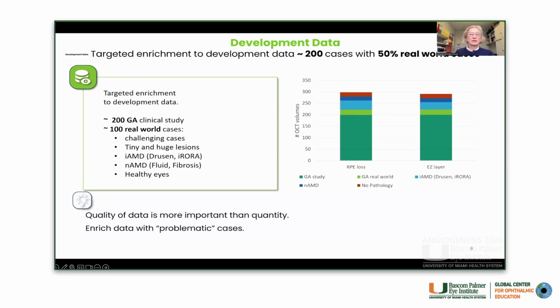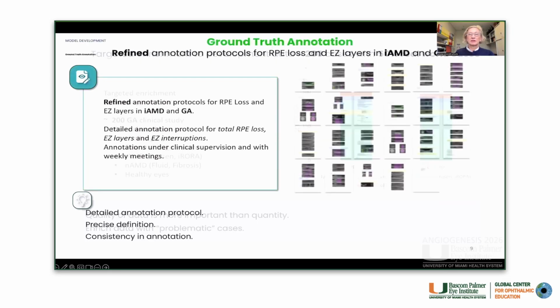Quality of data is thereby more important than quantity, and particularly the enrichment with problematic cases, which is not a regular medium-sized GA lesion, matters a lot.